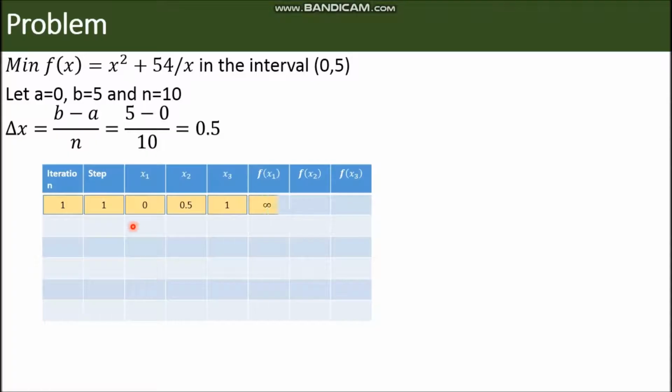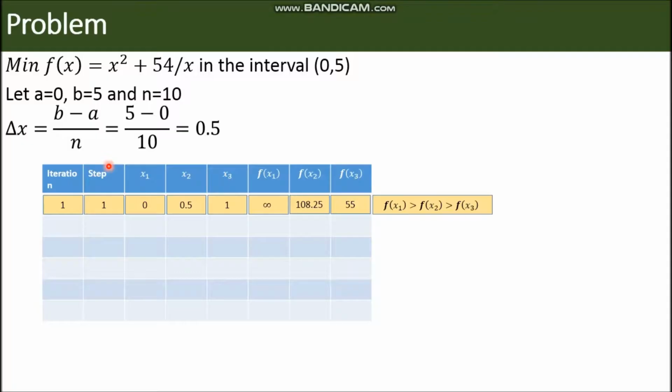So let us see a problem. Let us minimize f of x equal to x square plus 54 by x in the interval 0 to 5. We have taken the lower bound as 0 and the upper bound as 5, so a is 0, b is 5, and n is 10. That means 10 intermediate steps. As there are 10 intermediate steps, we calculate the incremental step size, that is 0.5, and accordingly we start to find out the minimum point.